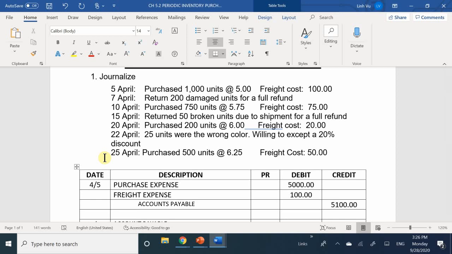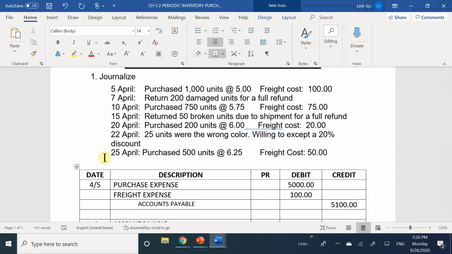25 units were the wrong color. I'm willing to accept 20% discount. Robin, I know we kind of have been going back and forth. Do you want to do one with a discount? I was gonna say, I was just gonna cut in, but no worries. Do you want to do this one or no? Oh, that's okay, yeah, I can do it. It's the last one with the discount. Yeah, I get you, no worries. Okay, let me take over then.